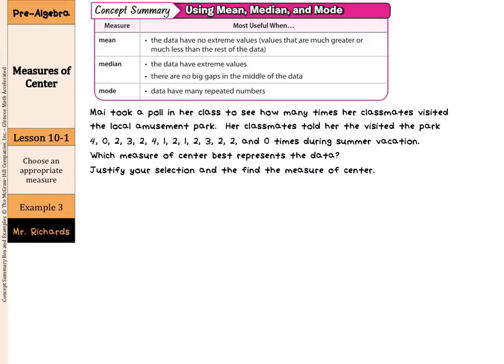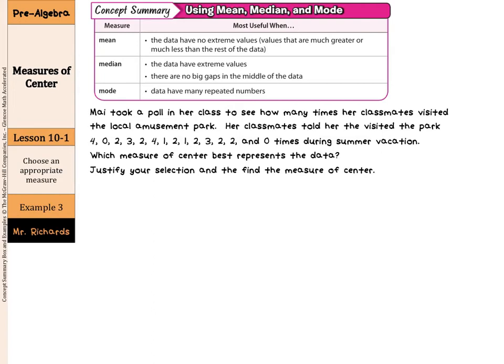Next, we get to choose an appropriate measure, and our key concept box here is about using mean, median, and mode. The mean is the most useful measure when the data has no extreme values, values that are much greater or much less than the rest of the data. We can use the median when the data has extreme values, or there are no big gaps in the middle of the data. The mode is useful if the data has many repeated numbers.